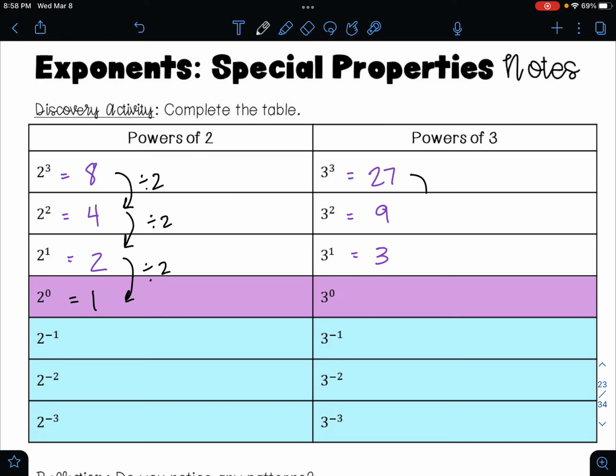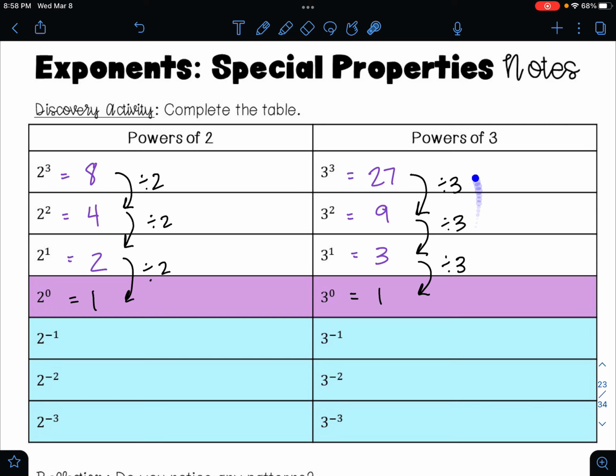How do I get from 27 to 9? Divide by 3. How do I get from 9 to 3? Divide by 3. So what would our next one be? What's 3 divided by 3? 1. So notice here our pattern was dividing by our base.